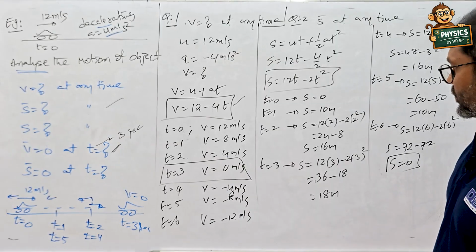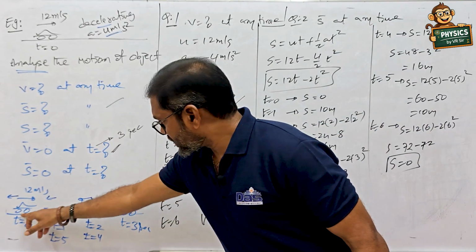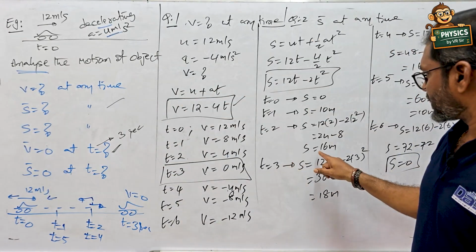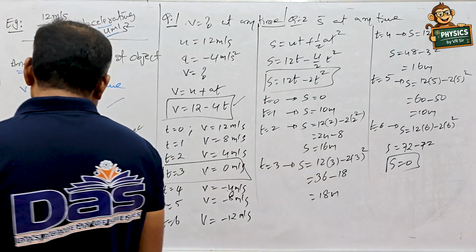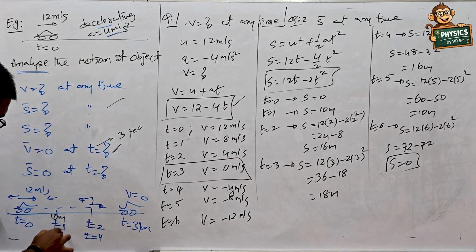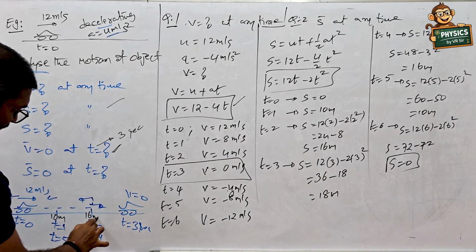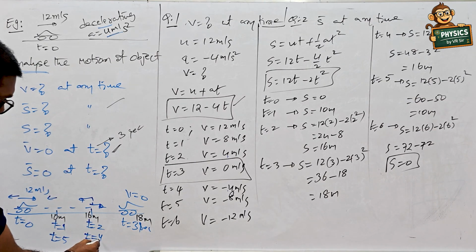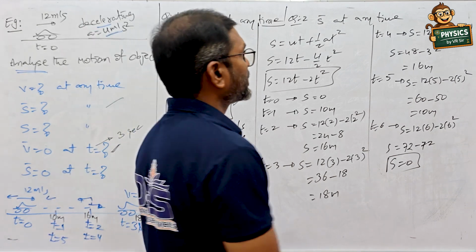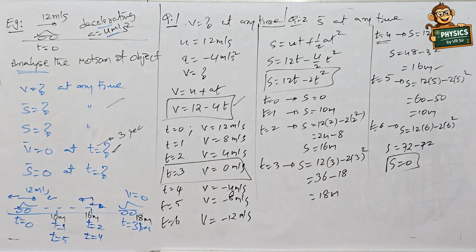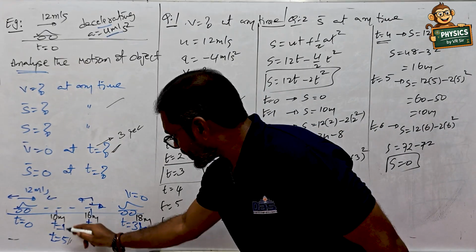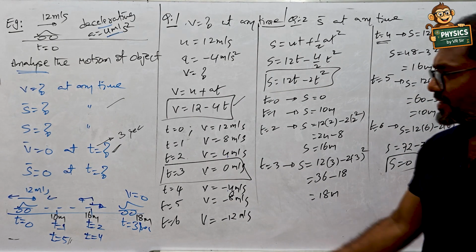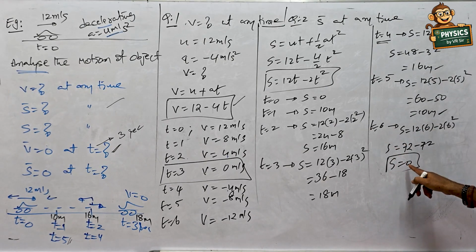So where is the location? At t equals 0, the location of the object is here. At t equals 1 second, it has covered 10 meters. At t equals 2 seconds, it has covered 16 meters. Now let us represent here. This is the 10 meters position, this is the 16 meters position, and this is the 18 meters position. After that, at 4 seconds, it is at 16 meters only. At t equals 5 seconds, it is at 10 meters only. Then at 6 seconds, it is coming back to the same position.